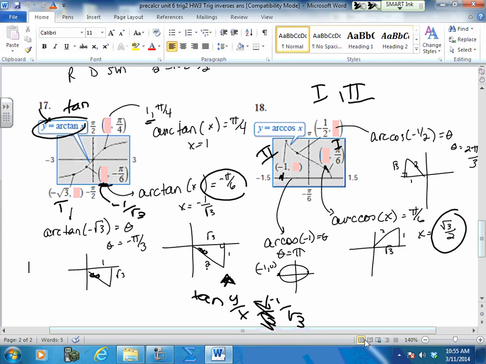If my cosine is -1, I'm over here. So I'm at pi. There's my angle, pi. If I'm at -1/2, I'm in quadrant 2, x over r. I got a 60-degree angle. 60 degrees now in quadrant 2 is 120 degrees, which is 2 pi over 3. Your restricted domain for cosine goes from 0 to 180.